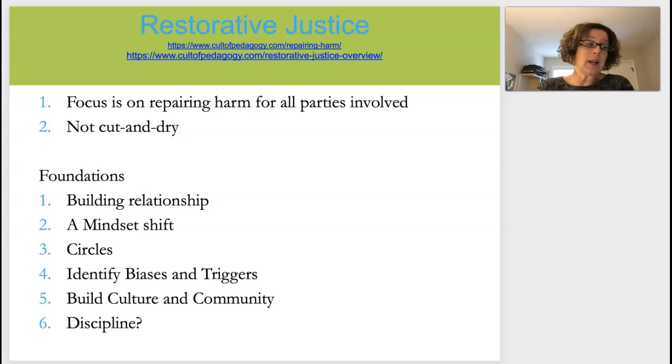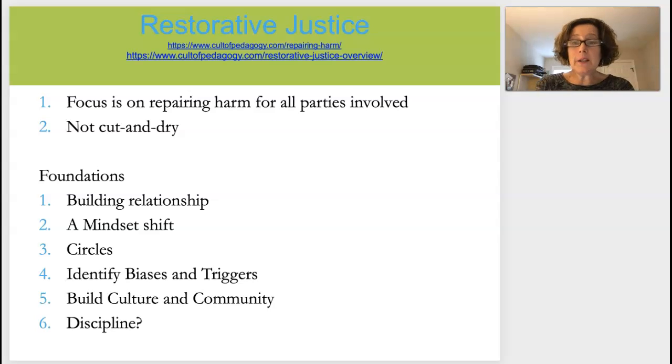We want to also identify biases and triggers. We need to recognize that we have biases and triggers as well as our students. So if the same child keeps coming to us and they're always the ones pushing other kids on the playground, and we're kind of tired of it, we have to check our bias and ask, what's really going on with this child, and can I come at it from a restorative justice point of view versus just a straight-up punishment point of view?